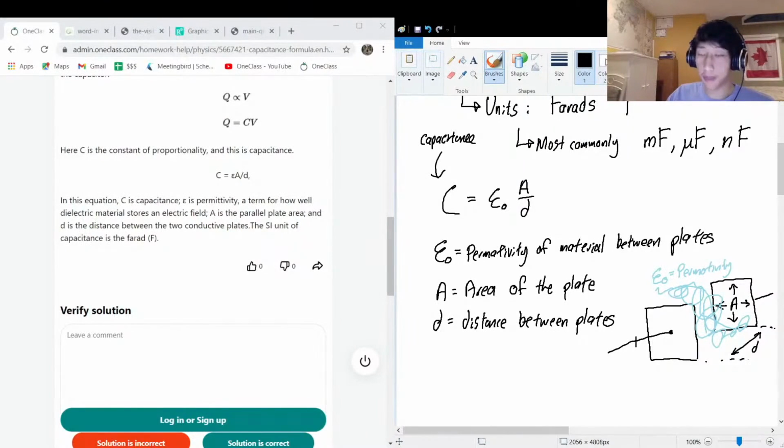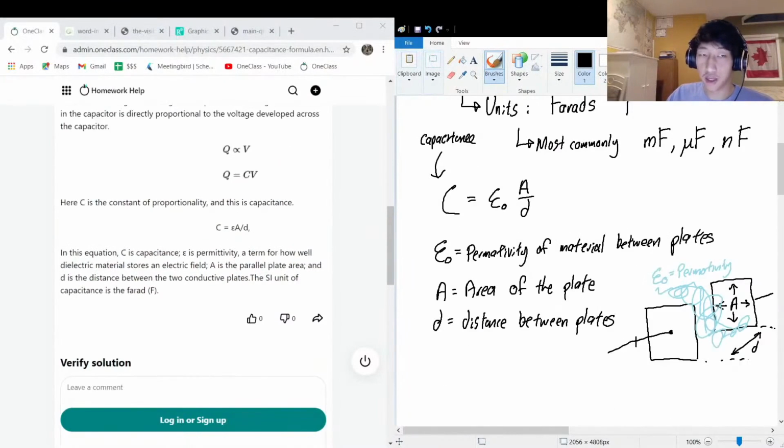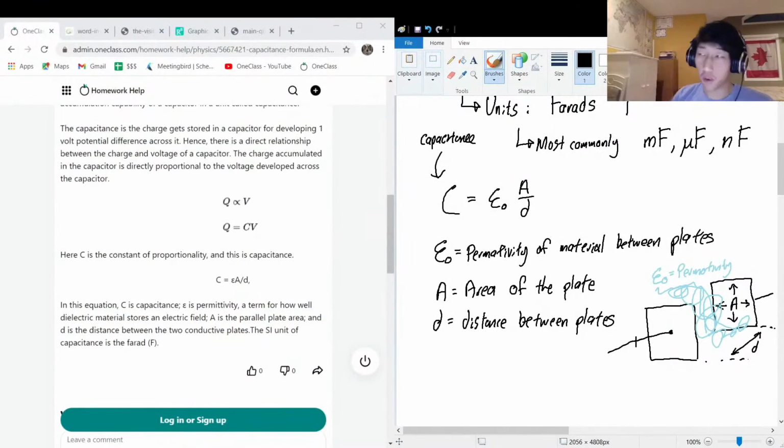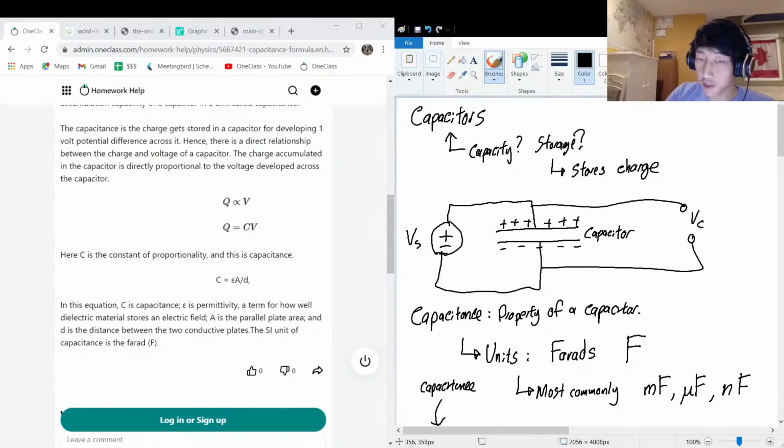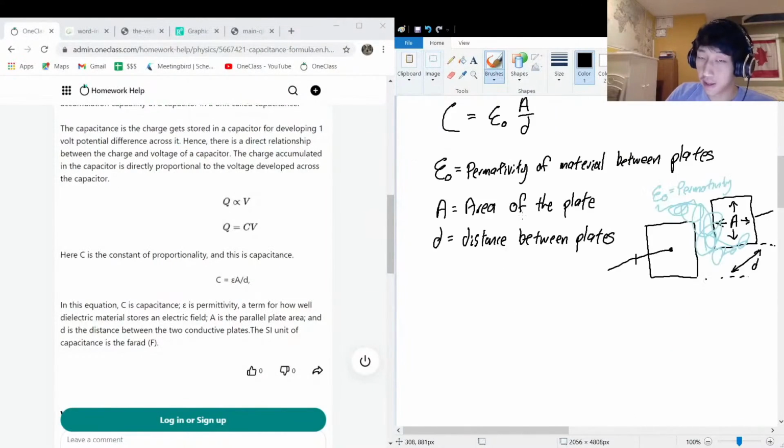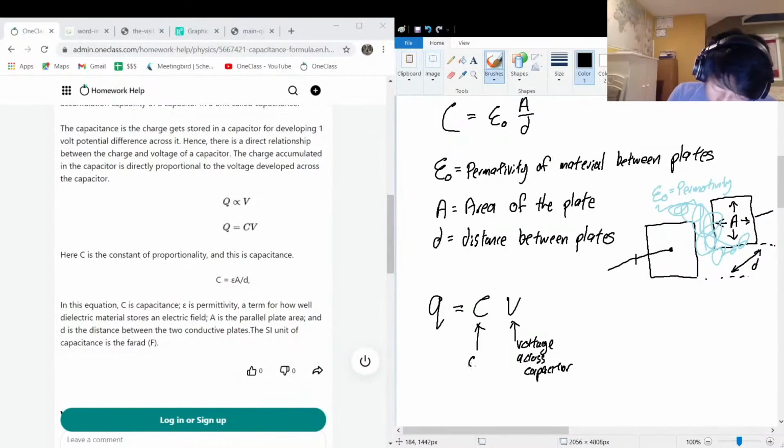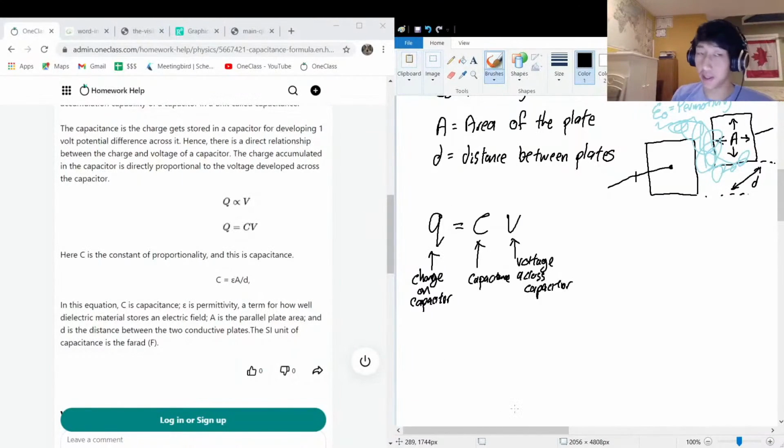Another equation that we can use to look into one of the important capacitor values is that the amount of voltage across the capacitor is proportional to the amount of charge that accumulates on the capacitor. They're related through this equation: Q equals CV. V is the voltage across the capacitor, C is the capacitance, and Q is the charge on the capacitor. This is another equation that involves capacitance, and it gives you more insight into the inner workings of the circuit with the capacitor inside.